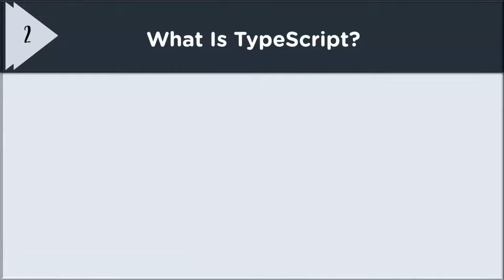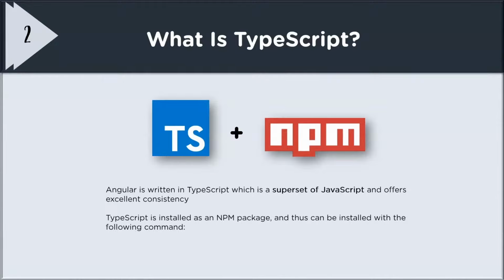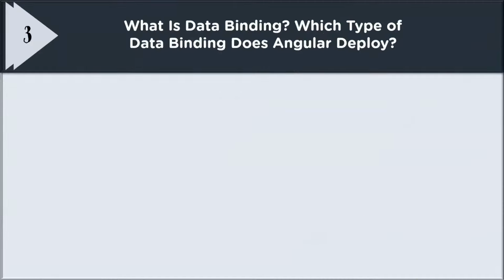Next up is what exactly is TypeScript. Now TypeScript is a superset of JavaScript that offers excellent consistency. It is highly recommended as it provides some syntactic sugar and makes the code base more comfortable to understand and maintain. Ultimately, TypeScript code compiles down to JavaScript that can run efficiently in any environment. Now, typically, TypeScript is installed as an npm package and thus can be installed with the following command, that is npm install -g typescript. Moving on to our third question.